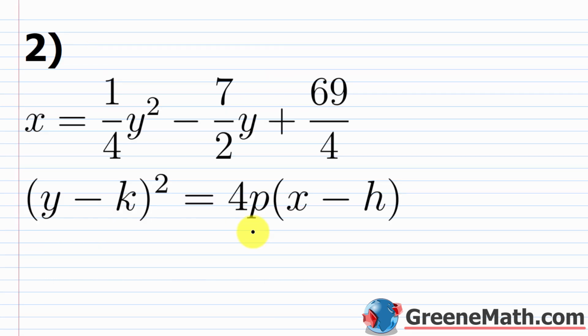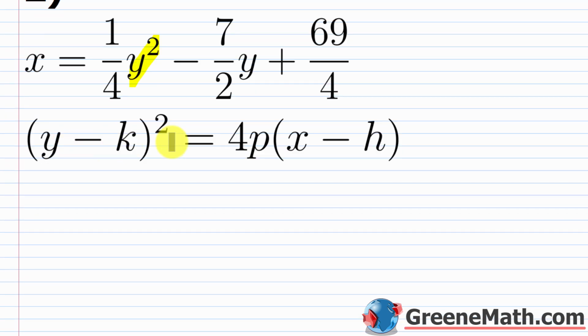All right, for problem 2, we have x equals 1/4 y squared minus 7/2 y plus 69/4. So notice that you have a y squared here. So that tells me I have a horizontal parabola, and the coefficient of that is positive 1/4, which means that horizontal parabola is going to open to the right. So this right here is going to be the form that we want to put it into, so we can get the vertex, the focus, the directrix, and the endpoints of the latus rectum.